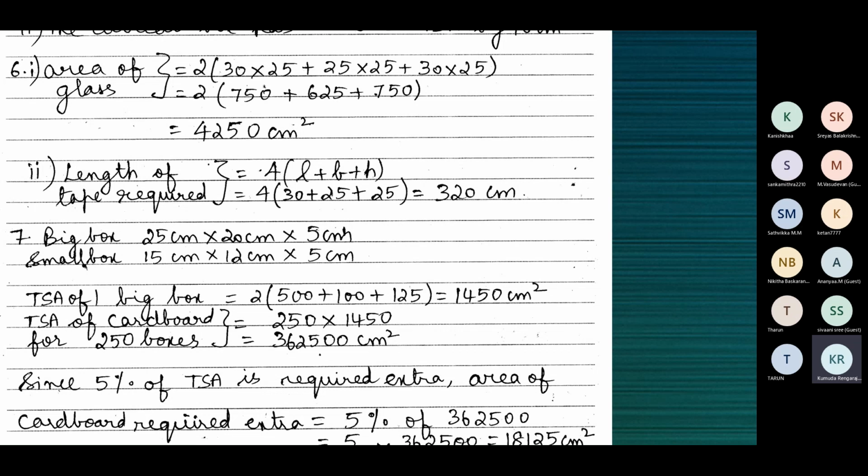Supposing it's given that some 5 centimeters of tape extra will be needed for cutting and this and that, you should add that 5 centimeters to the length of the tape required. We'll do that when we get a question like that. If the wastage is given, you should add it to 320. 320 plus 5 wastage, so the total length of the tape you need will be 325 centimeters. 5 centimeters will be wasted and 320 will be used all over.